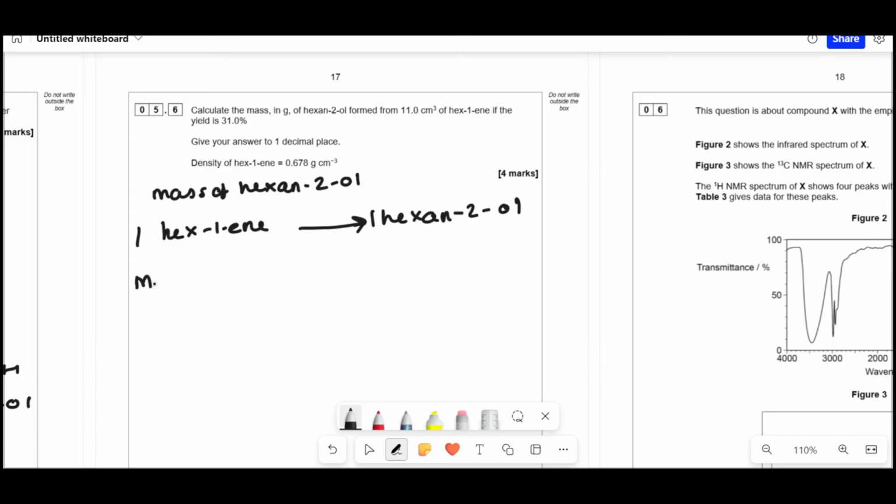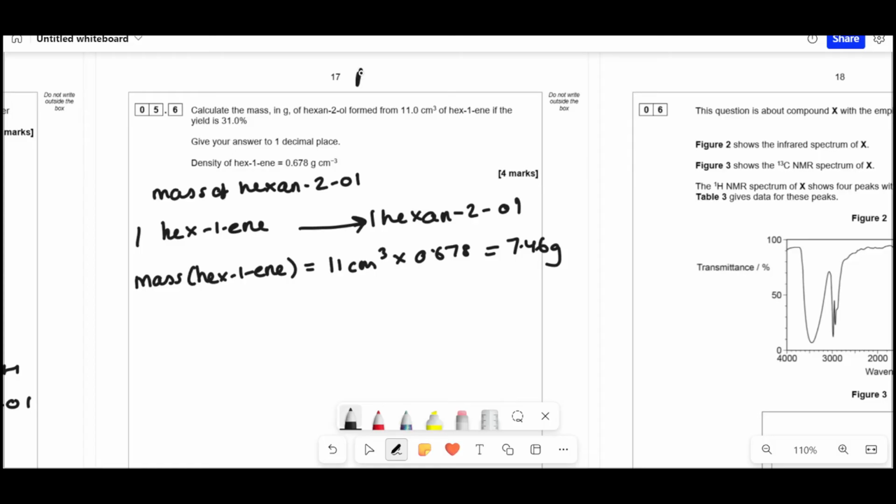So therefore, and write this down, the mass, and then what it is you're working out, the mass of what, otherwise you don't know what you're doing, equals this volume, 11 centimeters cubed, times its density, which is 0.678. That should give you 7.46 grams, right? So now we know what the mass of this hexagonine is. Next, we can find its moles, and then we can find the moles of this and so forth.